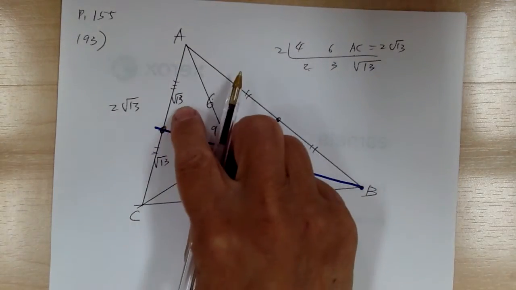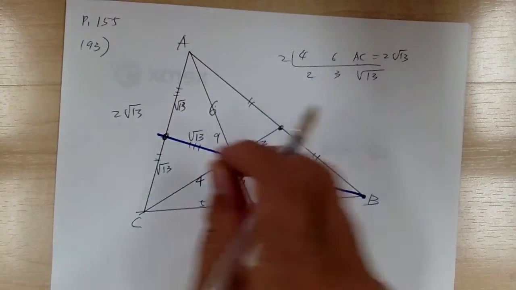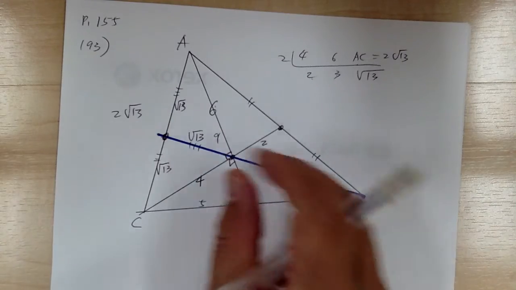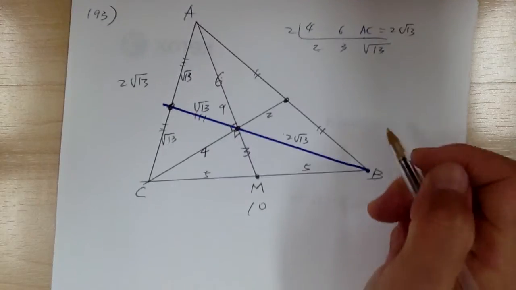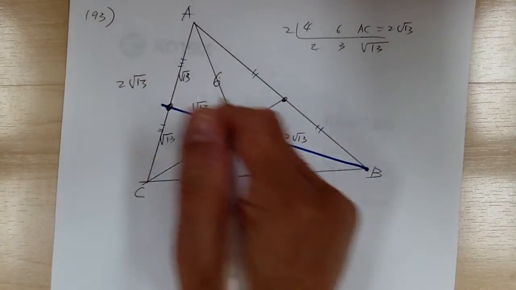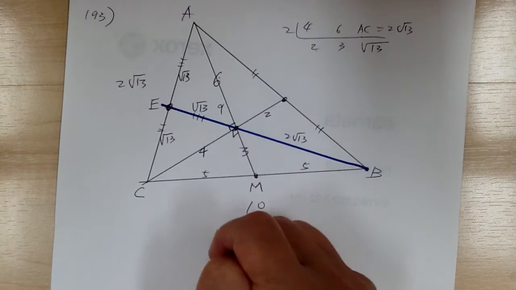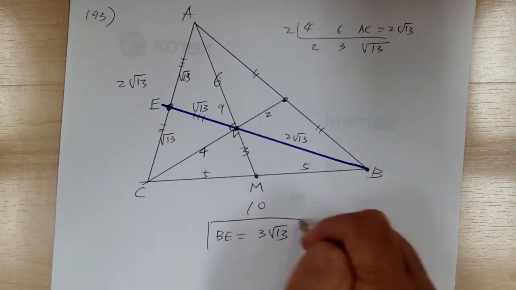So if this is square root of 13, this will also be square root of 13, and this would be divided in the ratio of 1 to 2, right? So this is square root of 13. This would be 2 square root of 13, and so this whole length, that's called BE. So BE will equal 3 square root of 13.